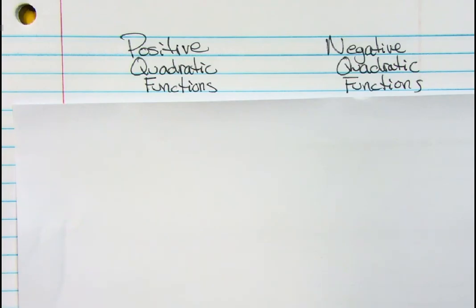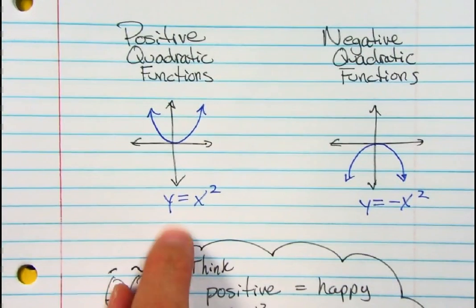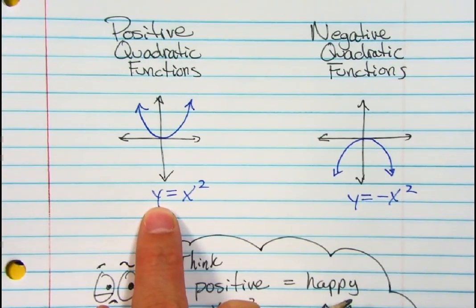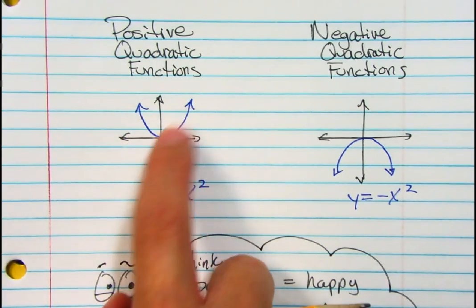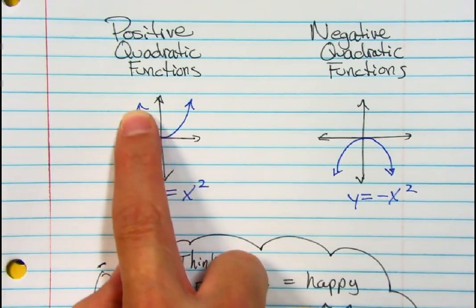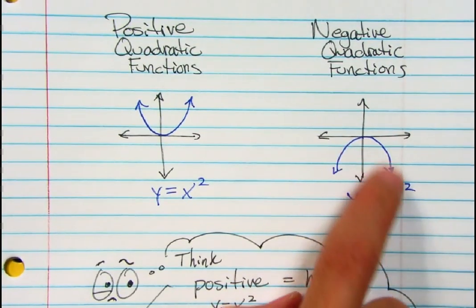So real quickly, positive quadratic functions versus negative ones. Here's the main idea. Positive ones are just positive, right? Y equals x squared. That's a positive x squared. So you're going to see a parabola, like a little curved line that's facing up. Y equals negative x squared. It's going to be facing down.